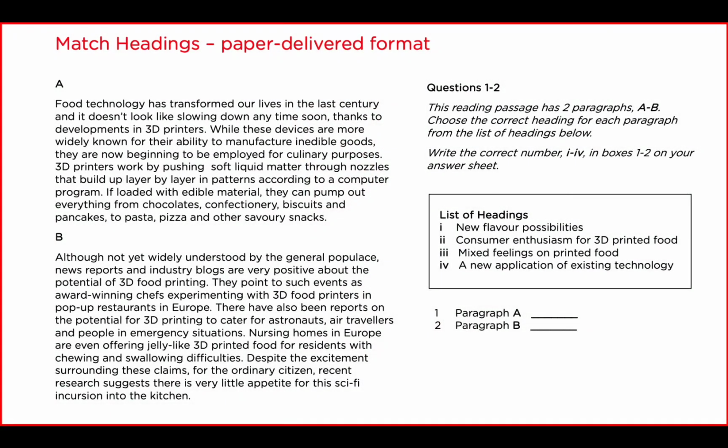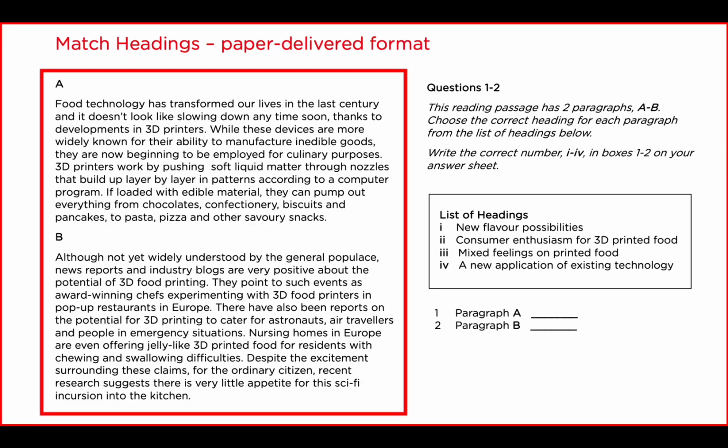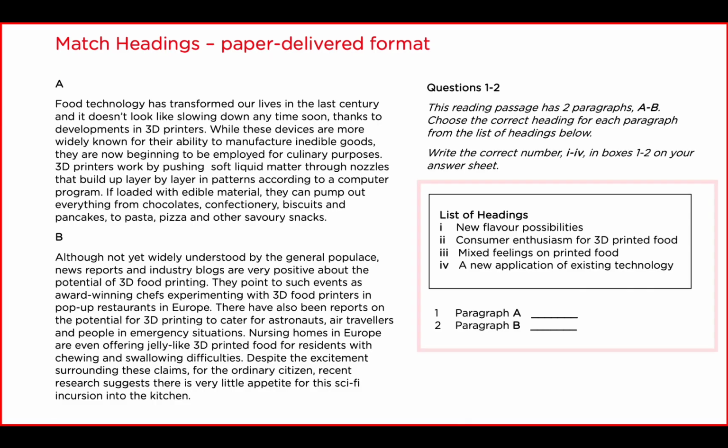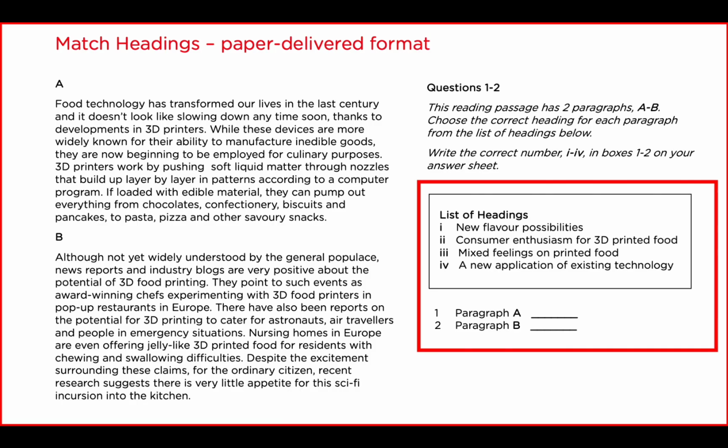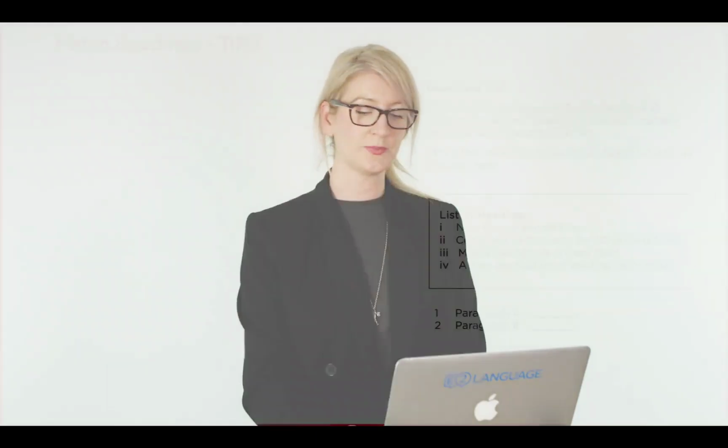If you're doing it on paper, it looks quite different. So you've still got your text here with the paragraph labels A and B, but of course you can't drag and drop. So in this case, you have a list of headings in a box and each one has a Roman numeral, 1, 2, 3, 4, and so on. And you have your questions here. So number 1, paragraph A, you have to choose, is it 4, is it 2, is it 1, and you write that onto your answer sheet.